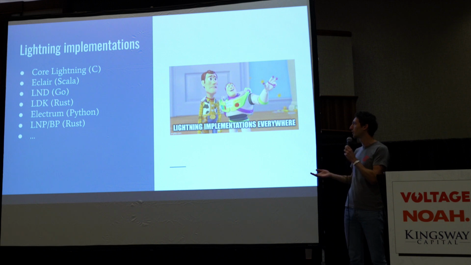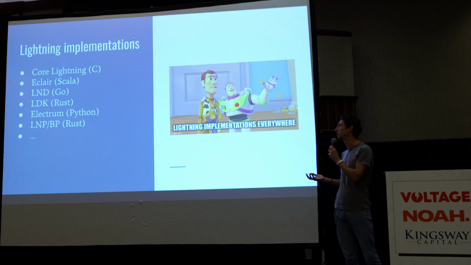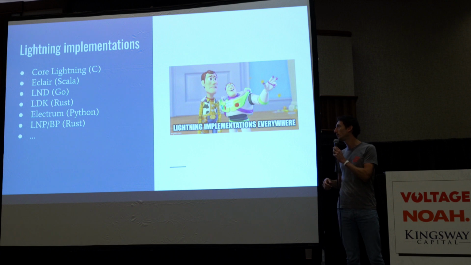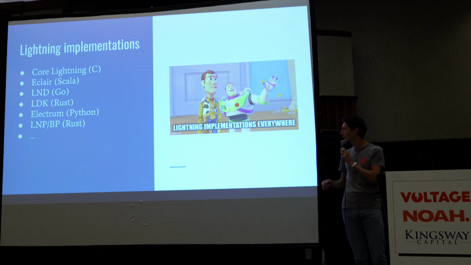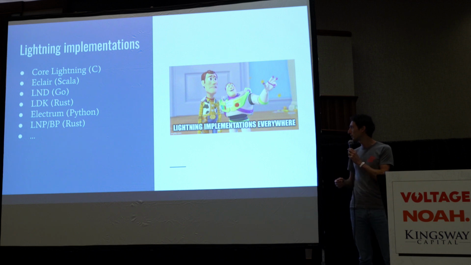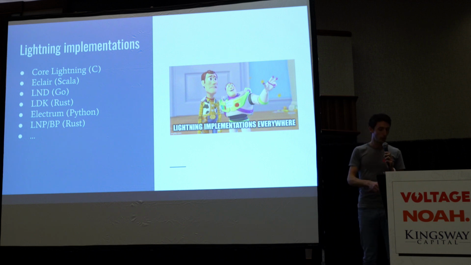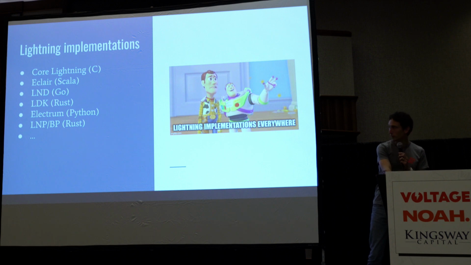I think that's today the most important way of choosing your implementation. And every implementation makes different technology choices. Core Lightning is in C, we are in Scala, LND is in Go, LDK is in Rust, and there's Electrum in Python, there's LNPBP in Rust as well, and there are other more exotic things, but that are not production ready, I guess.